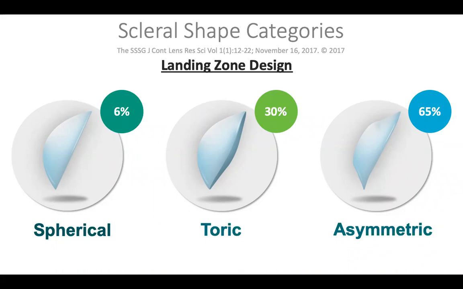De acuerdo a los estudios que se han hecho en el grupo de escleras, se ha determinado que solo el 6% de las escleras o de la forma del ojo es esférico, y tenemos también un 30% que son tóricos y la mayor parte que son asimétricos sería el 65%.